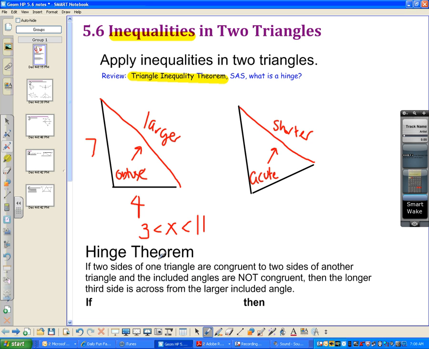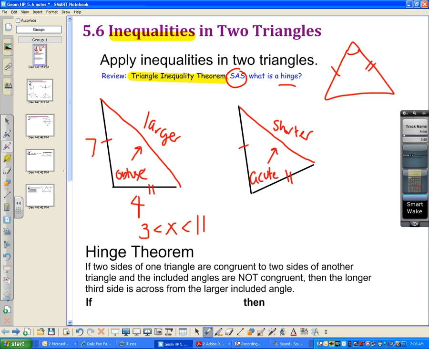So the Hinge theorem says if two sides of one triangle are congruent to two sides of another triangle. So for example, this side was congruent to this side, and this side was congruent to this side. And this kind of looks like SAS, right? It kind of looks like what we were talking about with congruent triangles. We have a side, that included angle, and another side. But again, we're talking about inequality. So these included angles are not congruent to each other. Well, we can tell something about the side across from it looking at that included angle. So that's called the hinge theorem.